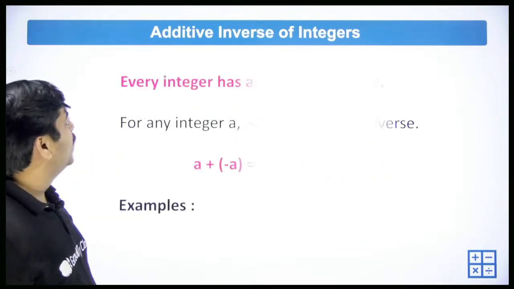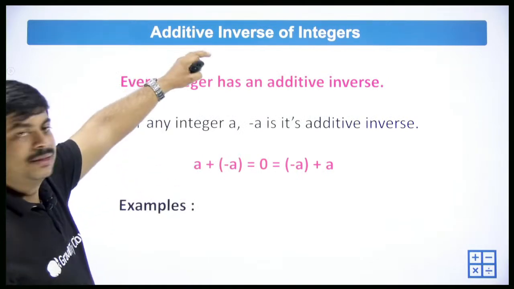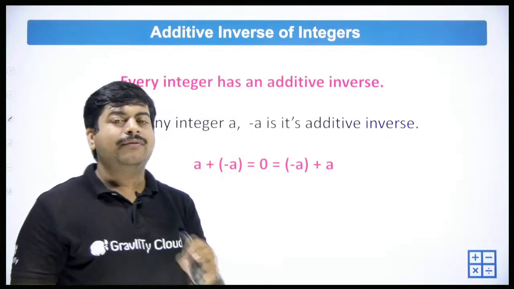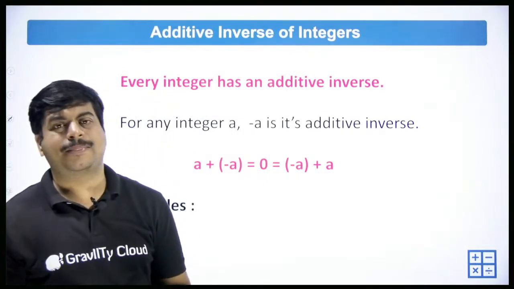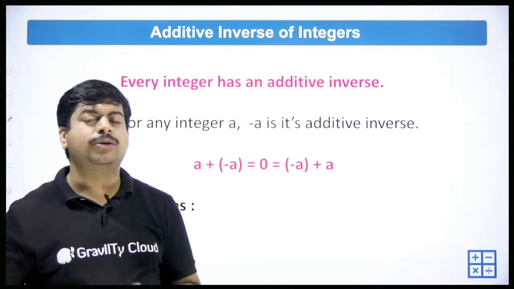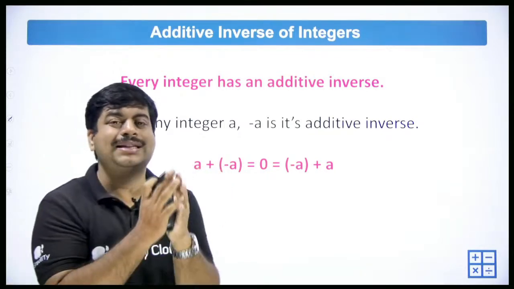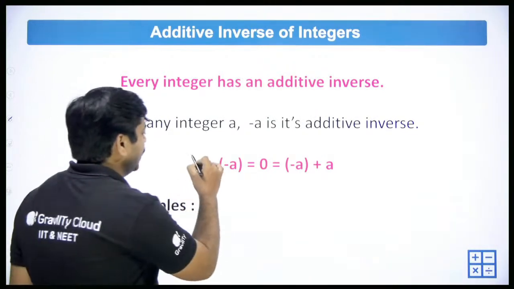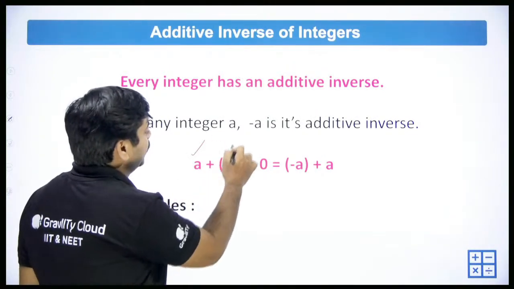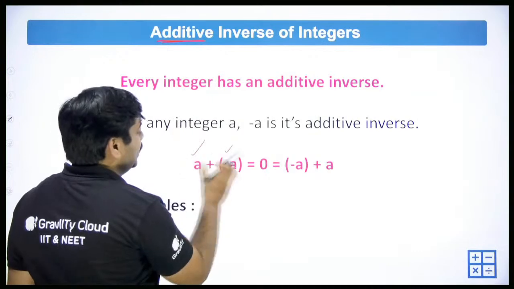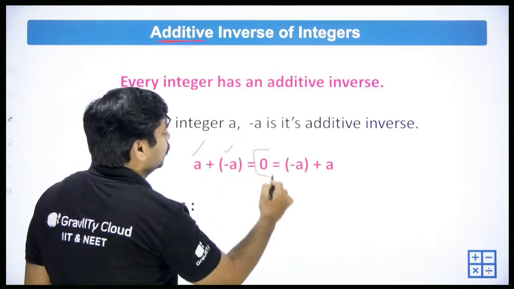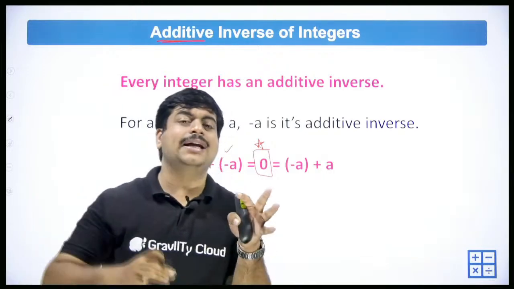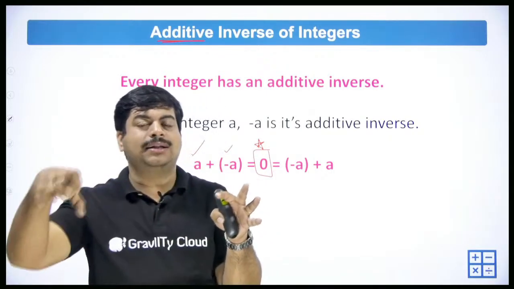In the same way, we have additive inverse. What will happen with inverse? Inverse means the complete value should change. The complete positive should become negative, so that these two will sum up to give you 0. For the number A, if you add minus A, you should get 0. For the number 4, I need to add minus 4 to get the answer 0.